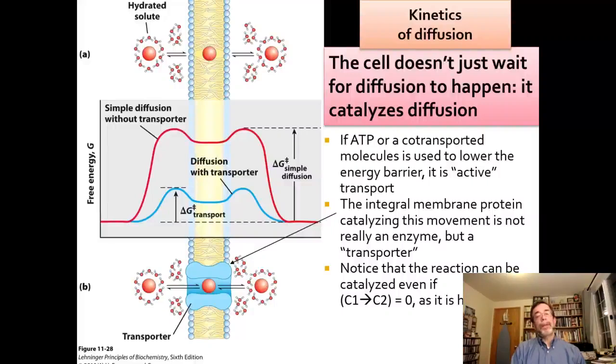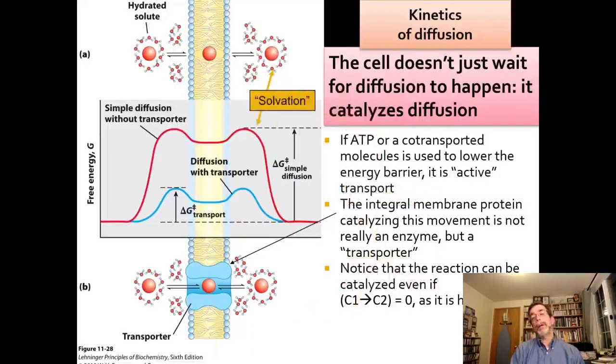Now, this is passive, and this is dependent on the concentration of which way it will go. You can also stack the deck. You can use ATP to sort of power an unpopular or disfavorable kind of movement. You can move something against its concentration gradient if you pay for it with a bunch of ATP.